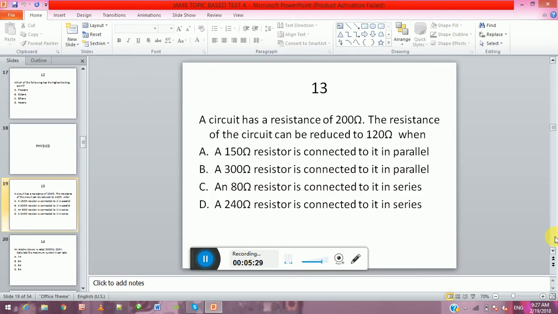Physics. A circuit has a resistance of 200 ohms. The resistance of the circuit can be reduced to 120 ohms when A. a 150 ohm resistor is connected to it in parallel. B. A 300 ohm resistor is connected to it in parallel. C. An 80 ohm resistor is connected to it in series. D. A 240 ohm resistor is connected to it in series.